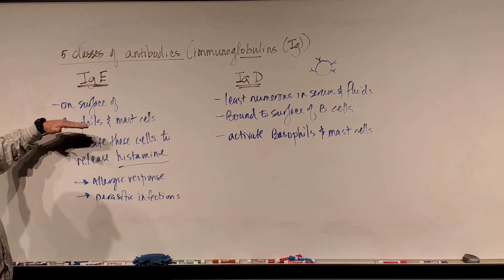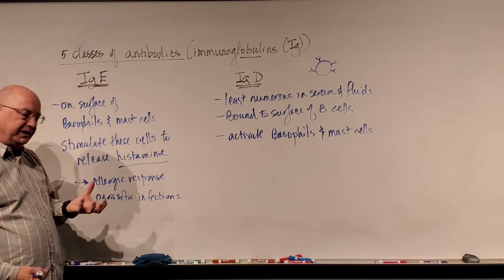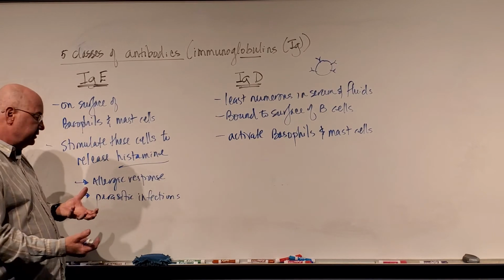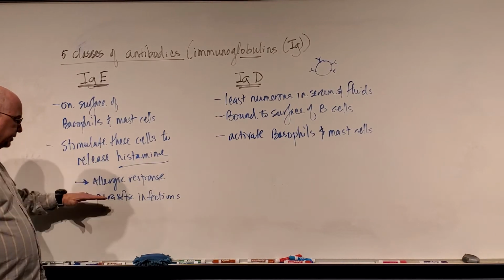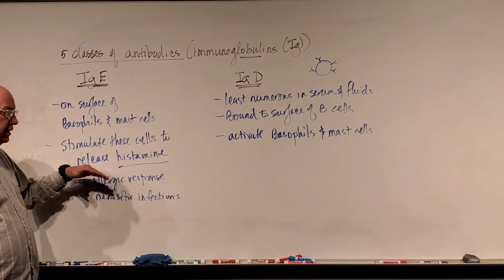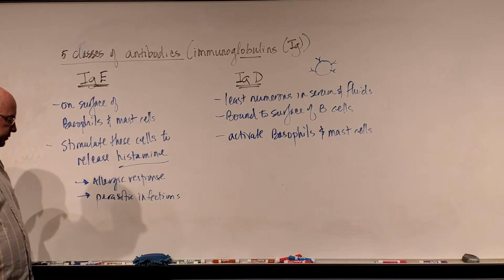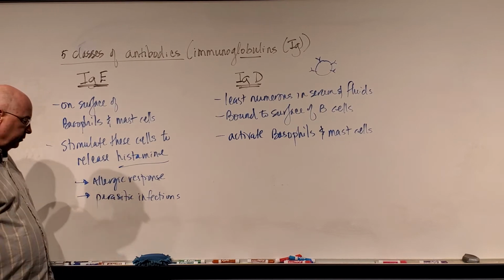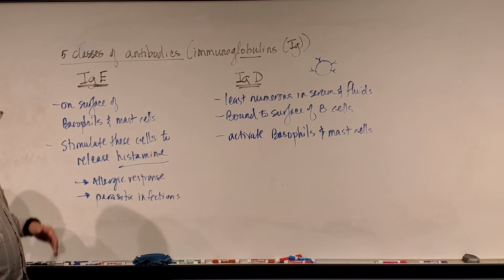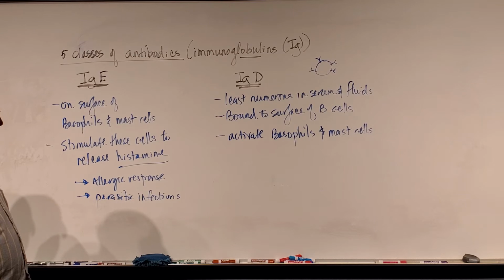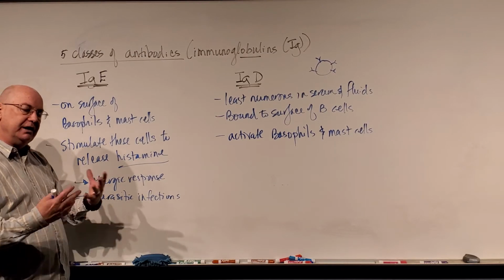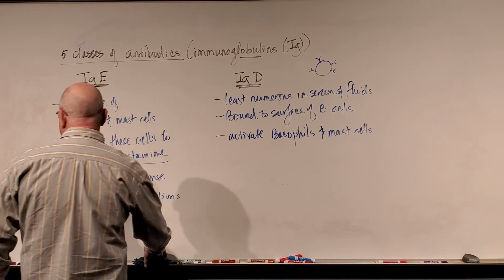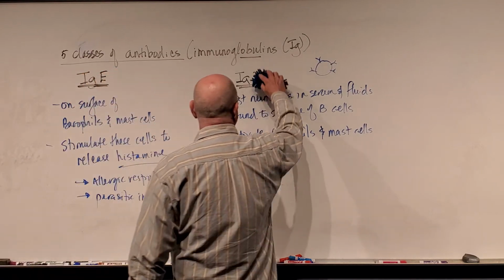So these are on the surface of basophils and mast cells. If a basophil with IgE on its surface encounters an antigen, it can release histamine, triggering an allergic response, or alerting our body that there's a parasitic infection. So they tend to be elevated in allergic responses and parasitic infections, or at least the histamine is causing an inflammatory response. I think that's about all I want you to know about IgE.